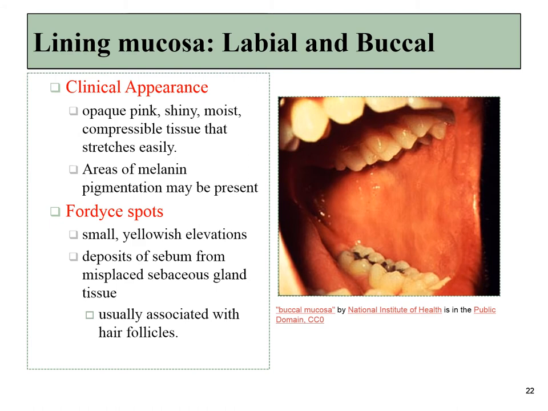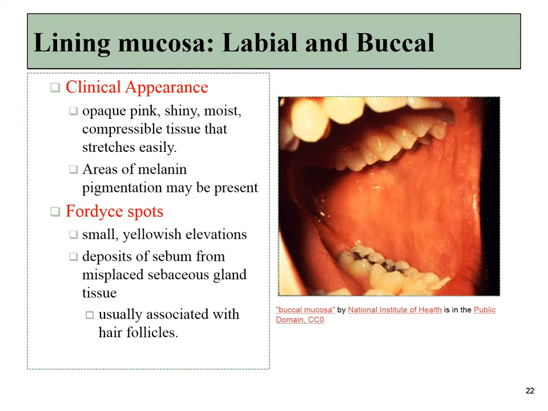The labial and buccal oral mucosa should appear opaquish pink and moist because of the low levels of keratin being produced here. There may be regions of melanin production from melanocytes. There may also be Fordyce spots, or little yellowish spots. This is produced by sebaceous glands, which in the skin are associated with hair follicles, but here in the oral mucosa, where there are no hair follicles, these sebaceous glands don't really have a function. And rather than depositing their sebum onto a hair itself, it gets trapped underneath the keratinocytes of the oral mucosa.